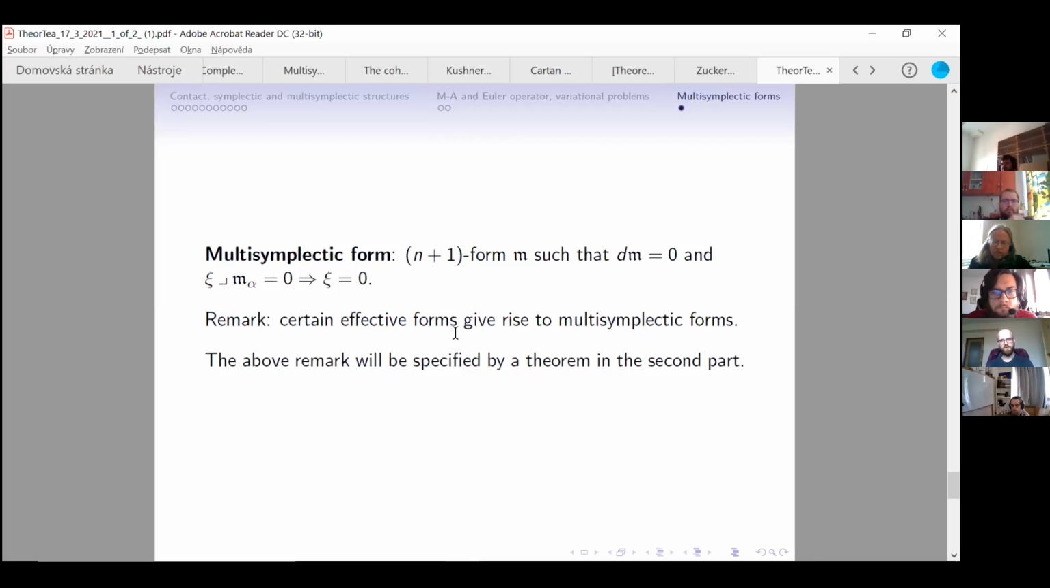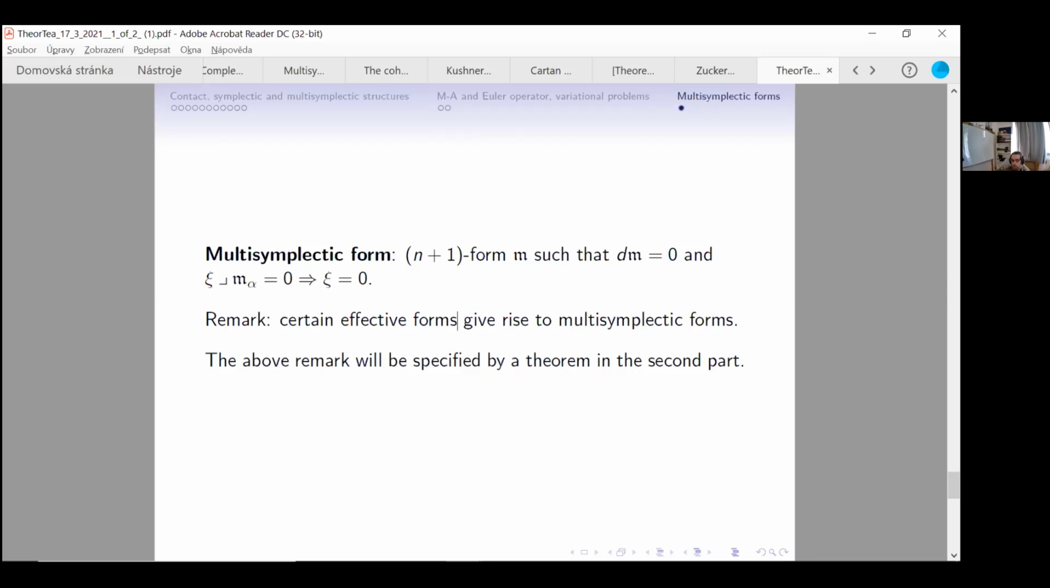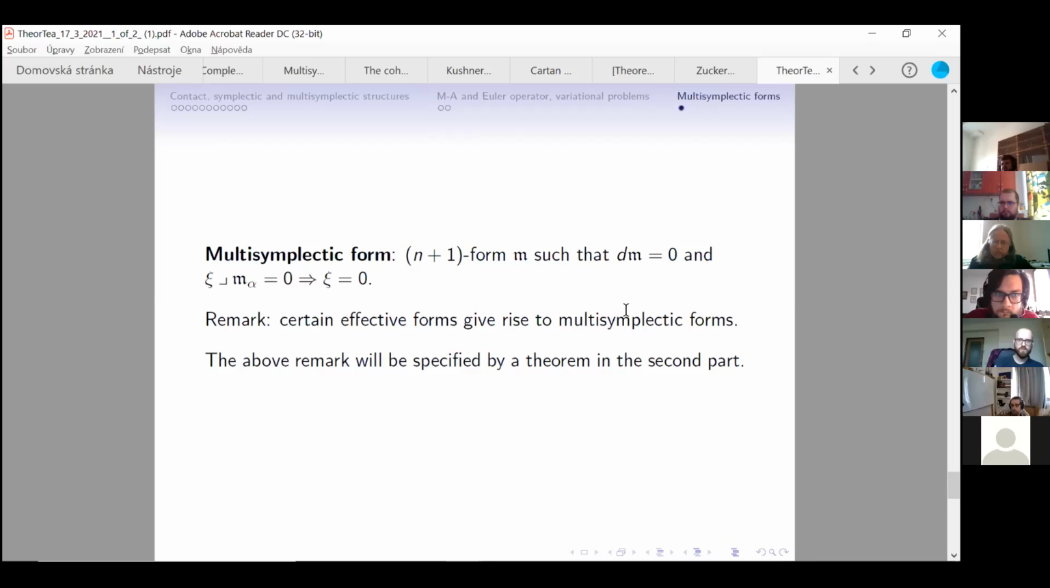And this remark that certain effective forms give rise to, sorry? When do you use this? When you have more fields, or? Please, can you speak a bit more loudly because I can't understand? When you use these multisymplectic forms, when you have more fields, or?